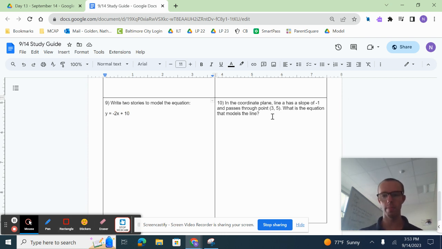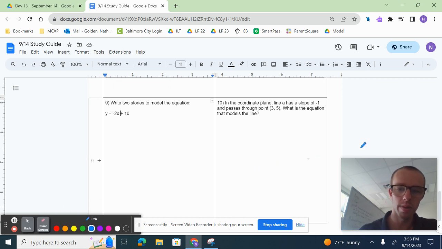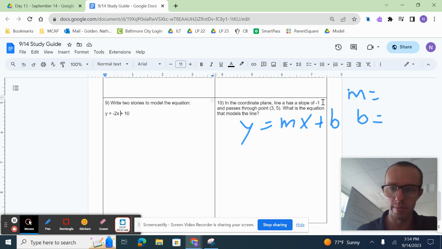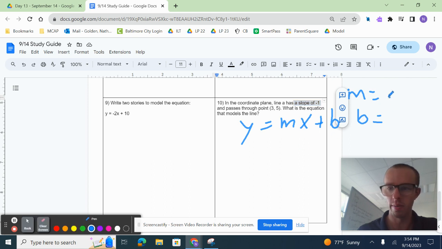Last one, in the coordinate plane, line A has a slope of -1 and passes through the point 3, 5. What is the equation that models the line? So we know this is a linear function. We're going to use y equals mx plus b. We need to find m and b to write an equation. It tells us the slope, m, is -1 right here. The slope is -1, so I don't have to do any work to find m. We just need to find b.